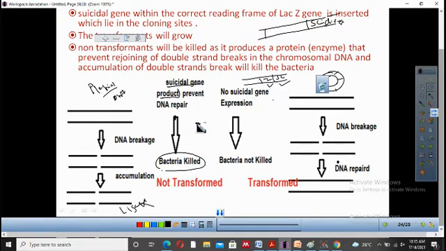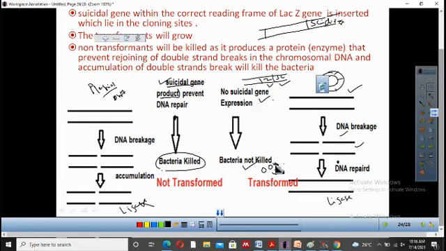So bacteria is killed in the presence of the suicidal gene expression. But if the suicidal gene expression is lost, then what happens in the usual process? The DNA will break, but here the ligase activity is not hampered, it is not prevented, and so this ligase will seal the DNA and intact DNA will form, and this intact DNA will promote the growth, and that's why bacteria are not killed and the colony will form in the culture medium.